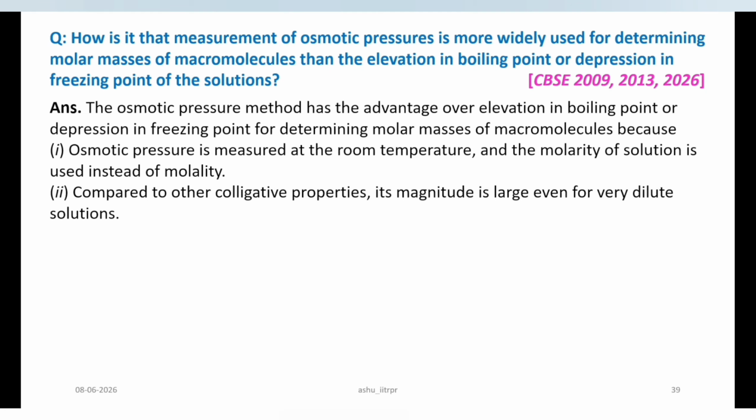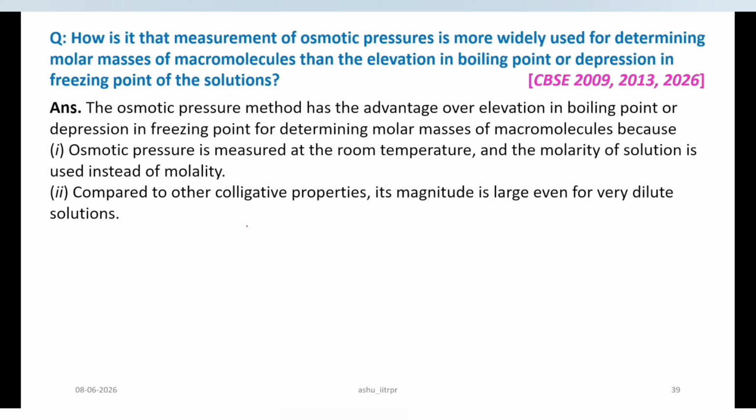Second question is, what is the measurement of osmotic pressure more widely used for? This question was there, 2026 is written here, just 2 or 3 months ago. So how is osmotic pressure more widely used in determining molar mass of macromolecules? Macromolecules means big size molecules, like we have proteins, starch, for which molar mass is more than 10-20,000. That means how is the osmotic pressure method better than elevation in boiling point or depression in freezing point when we are calculating molar mass of macromolecules.